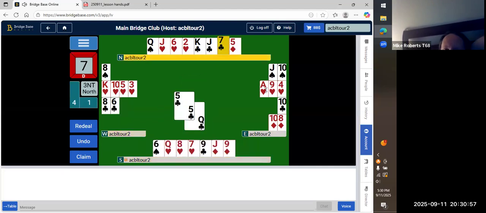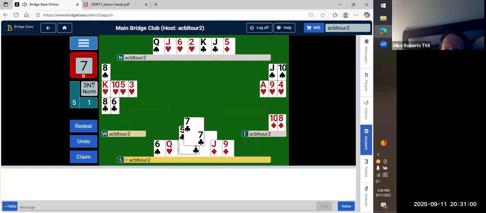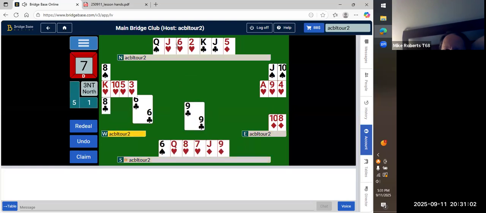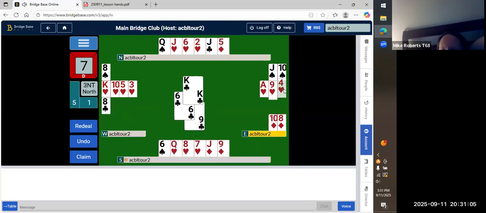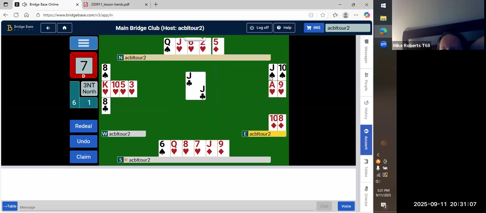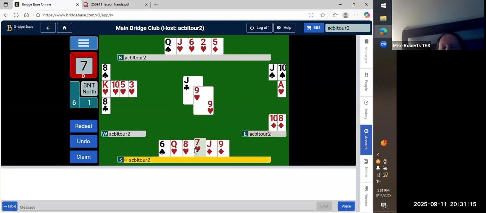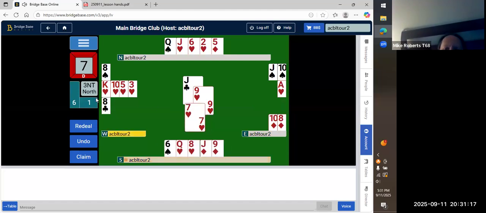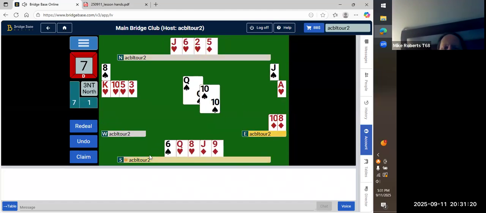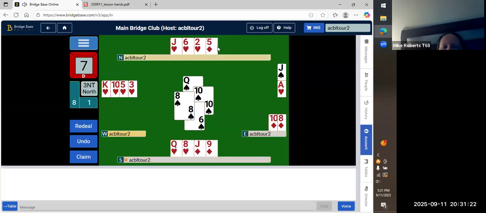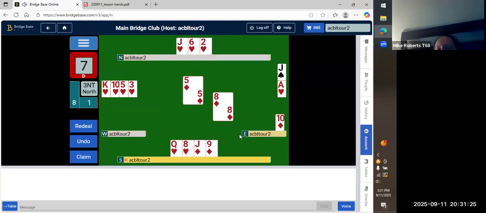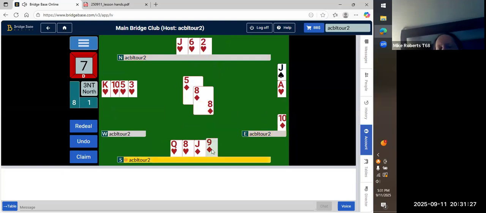We'll cash our clubs. The East hand has to make sure they hold on to their diamonds just because they need to give Declarer a choice. Queen of spades, and then we play a diamond. I'm not willing to risk the contract by playing the nine, so I'm going to play the jack of diamonds. I'll take my ninth trick and then I'll run away.